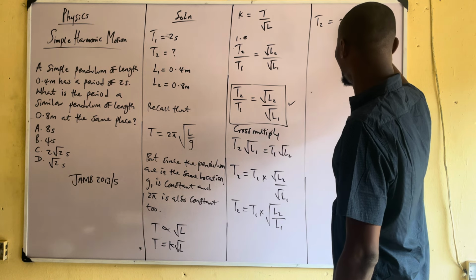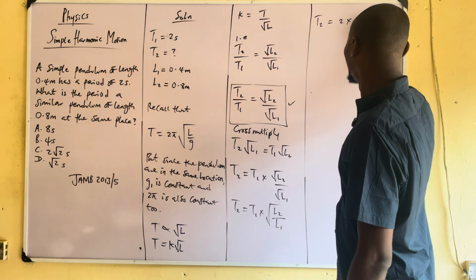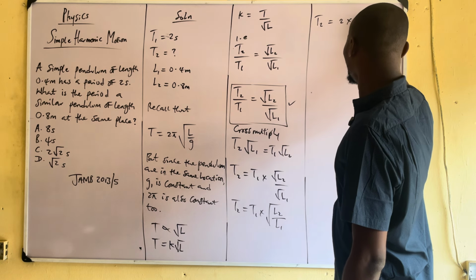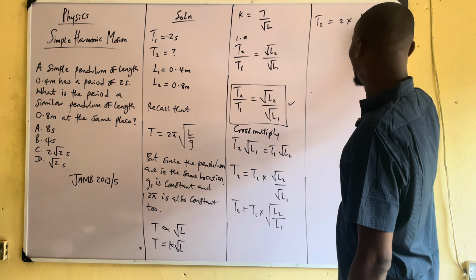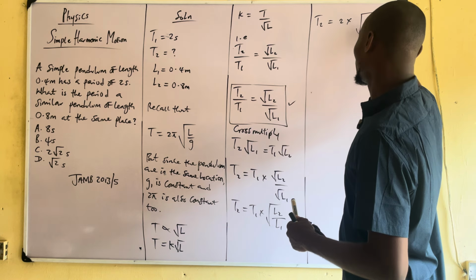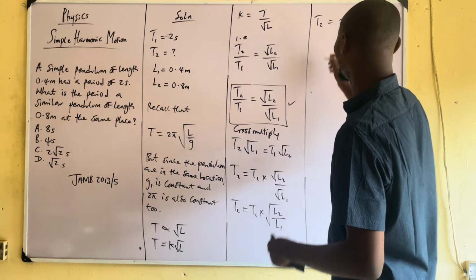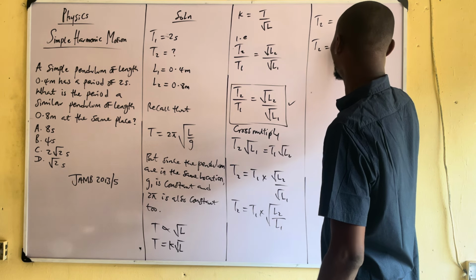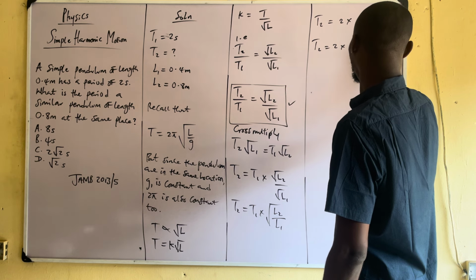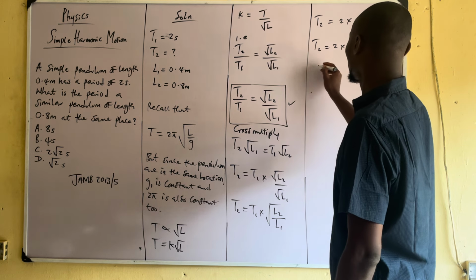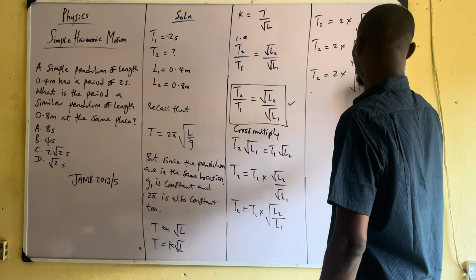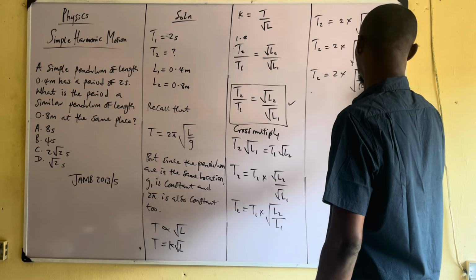2 times root. Bring out your calculator. What is our L2? 0.8 over 0.4. I can do it using fractions, that is 8 over 10. If the calculator is not ready, you can say T2 equal to 2 times root 8 over 10 divided by 4 over 10. Is that correct? So T2 is equal to 2 times root 8 over 10 times 10 over 4.